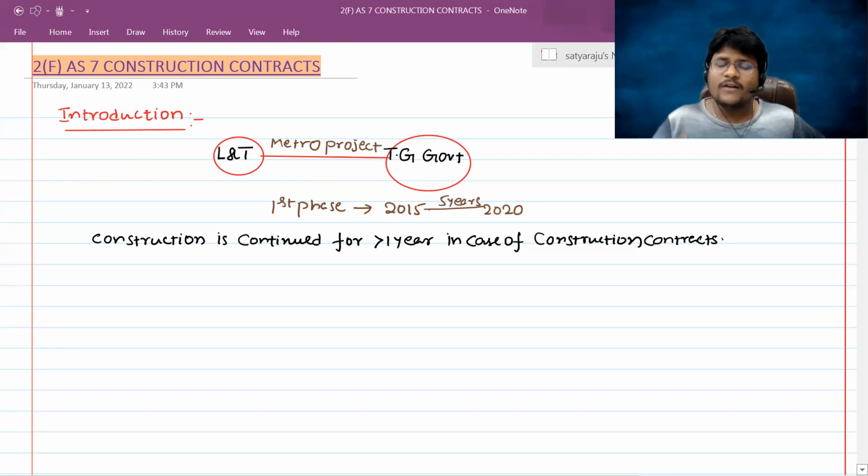That means at the end of the 5th year only, I can clearly know how much profit or loss I really enjoyed due to such a project given to L&T. But for the purpose of accounting treatment and reporting for each and every year, you can't wait till the end of the 5th year, right? You can't wait till the end of the 2020 year, right?